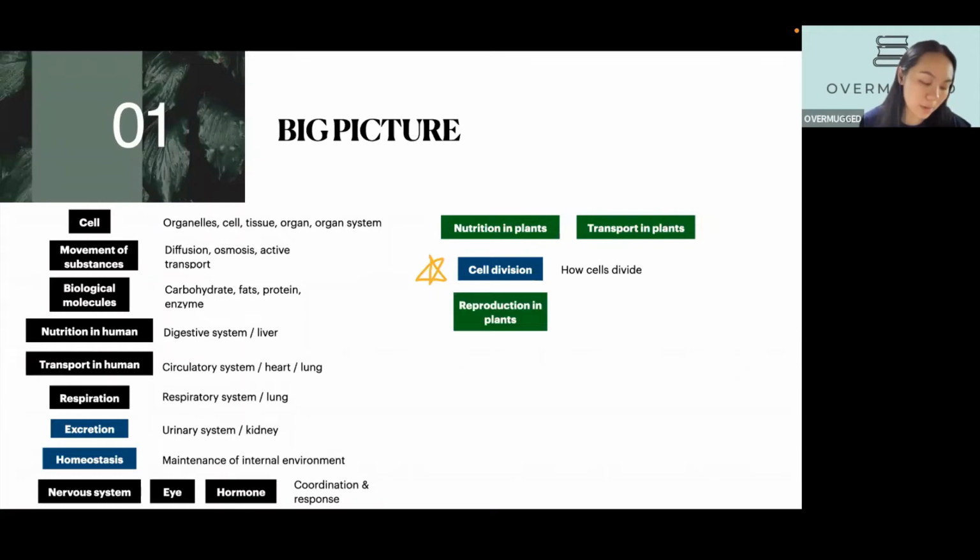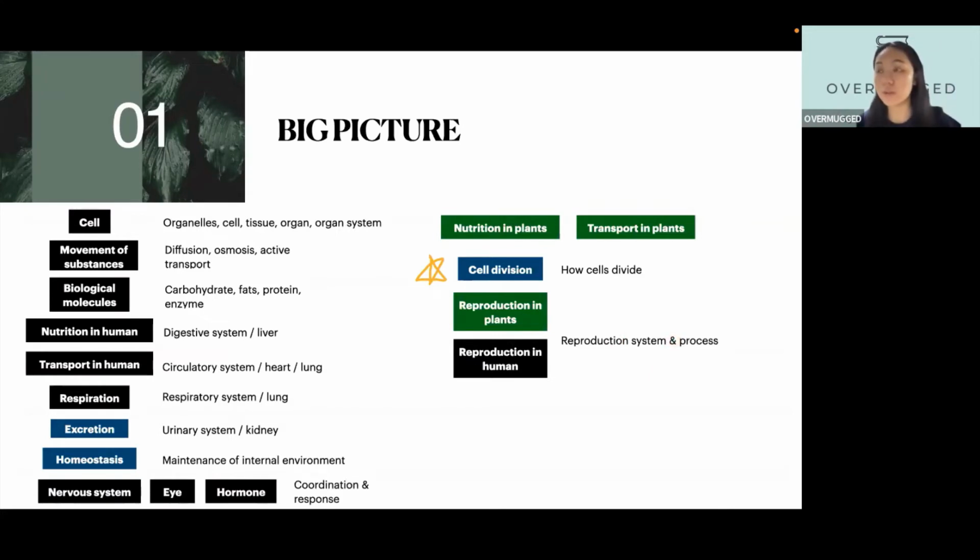Next up, we are back to slightly relatable stuff: reproduction in plants and reproduction in humans. This is basically back to the organ system again, the reproductive system, the male reproductive system, the female reproductive system, and the processes of how an offspring is reproduced from the parents, right? So these are again back to the human body link.